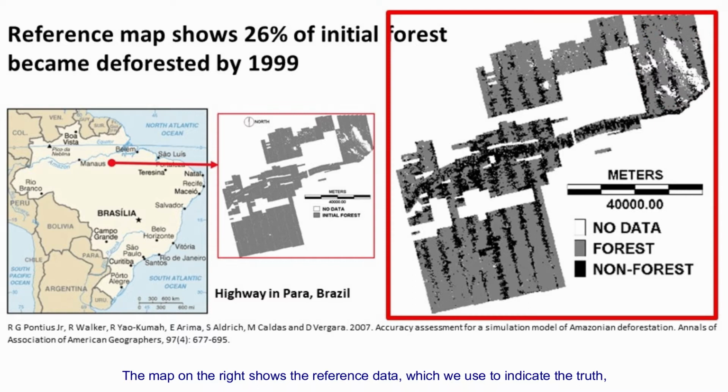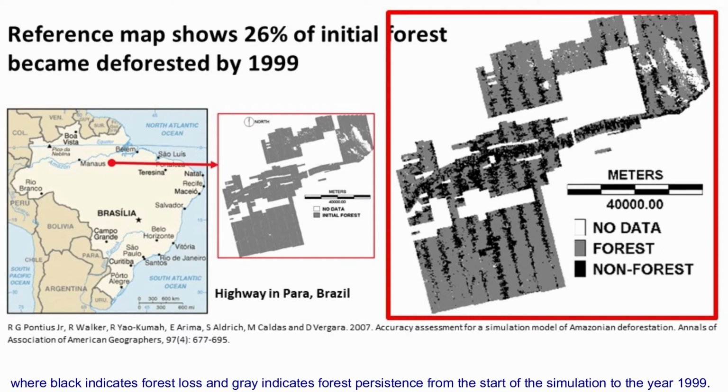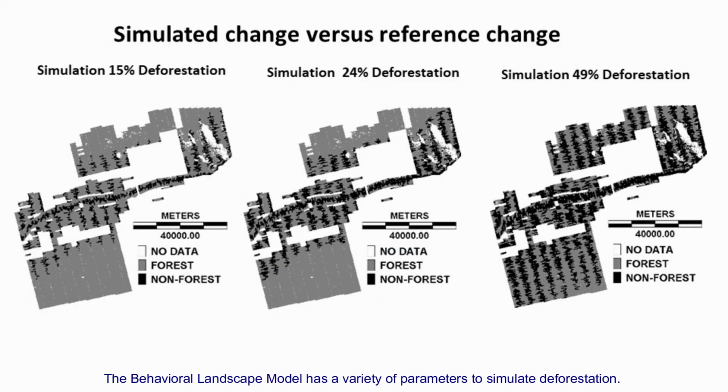The map on the right shows the reference data, which we use to indicate the truth, where black indicates forest loss and gray indicates forest persistence from the start of the simulation to the year 1999. The behavioral landscape model has a variety of parameters to simulate deforestation. Each combination of parameters influences the quantity and spatial allocation of deforestation.